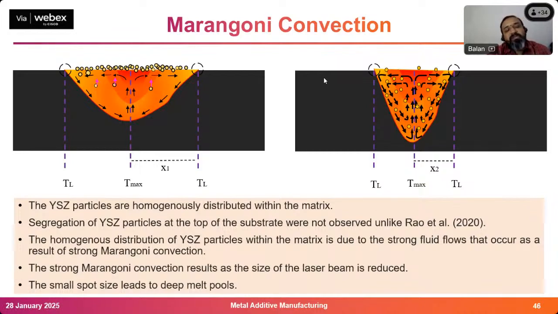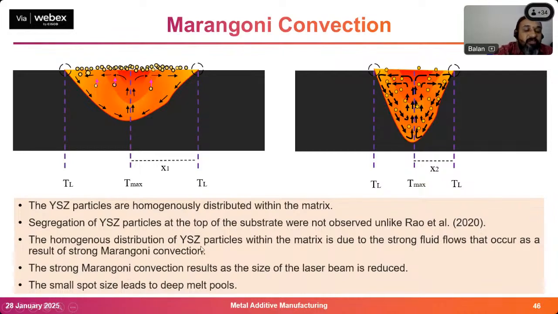This happened because we reduced the size of the spot. Okay, so OSC particles are homogeneously distributed within the matrix. The segregation of OSC particles in the top substrate was not observed, like in this case. So this was a published paper. So we overcame this by changing the spot size.